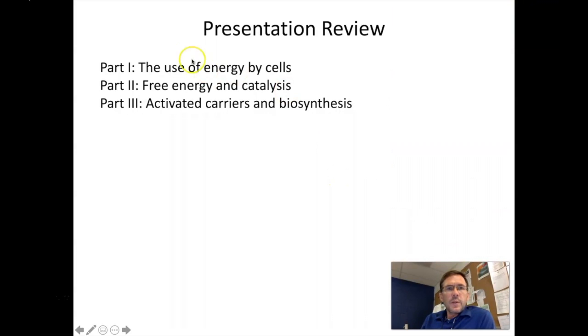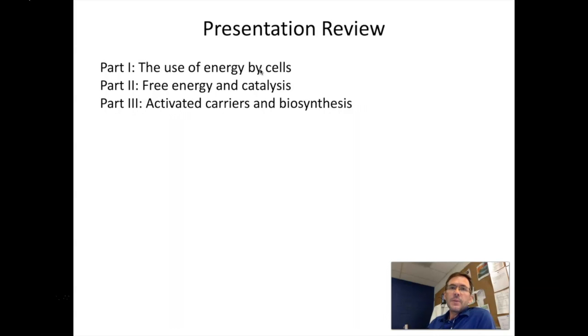So, brief overview, we looked at the energy used by cells. We thought about energy in terms of chaos and how a closed system tends towards disorder and chaos, and that's favorable. But cells are very much about organization and the synthesis of large macromolecules and doing biochemical reactions that aren't necessarily favorable.